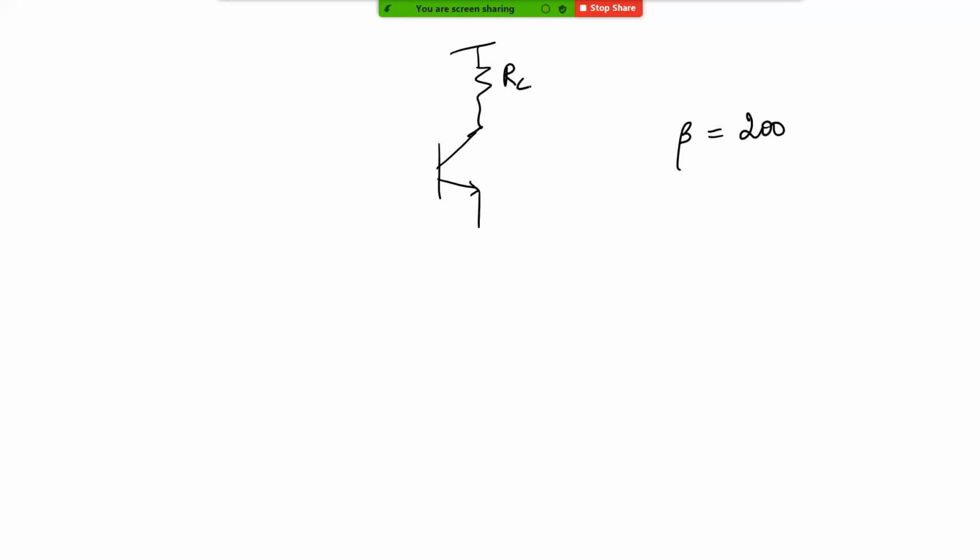Sir, at the emitter. Yes, you can put the current source at the emitter. VCC. This is, let's say, 50 microamps in the first case, or it is going to be 250 microamps in the second case.